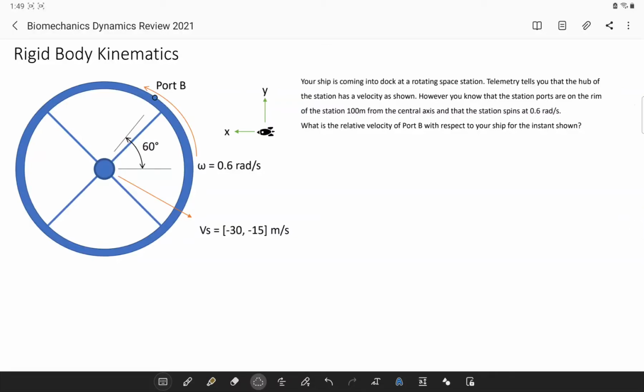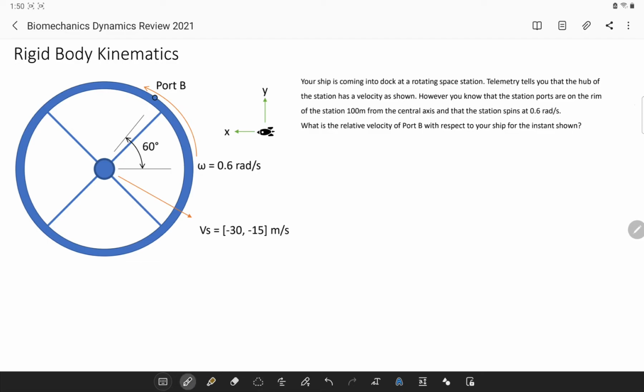This is the third problem in our 2021 dynamics review for the biomechanics course. In this problem, we have a spaceship coming into dock at a rotating space station. Telemetry tells us that the hub of the space station has a velocity as shown, going in the negative x, negative y direction here.